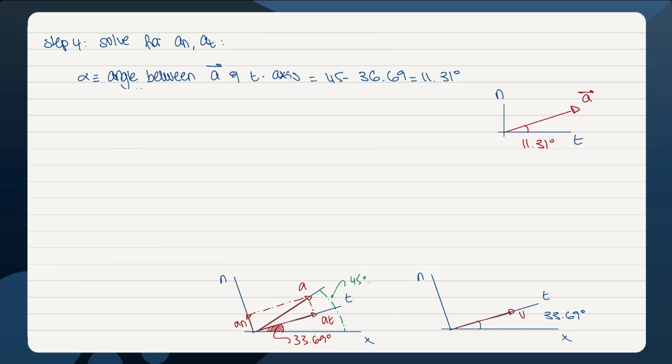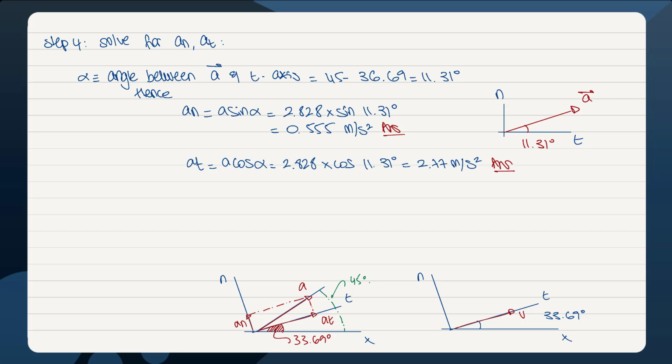Now that we have the angle, we can simply apply trigonometry. So an is equal to a sine alpha, since we want to get the side that is opposite to the angle. So 2.828 times sine 11.31 degrees gives us a value of 0.555 meters per second squared. Similarly, to get at, it's a cosine alpha, which is equal to 2.828 times cosine 11.31 degrees, which gives us at is equal to 2.77 meters per second squared.